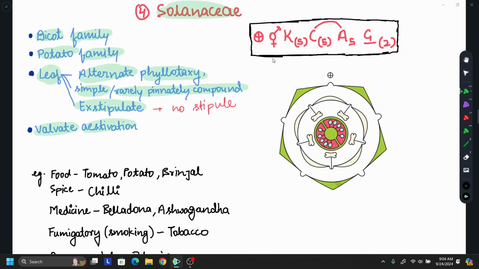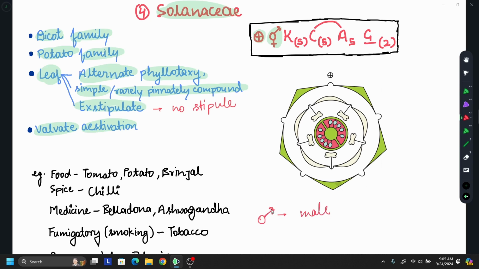Now coming to the most important point, the floral formula. So the percentage sign means it is zygomorphic, bilaterally symmetrical. Flower is radially symmetrical, or you can say actinomorphic flower. This sign, I did not tell you about. This represents male.